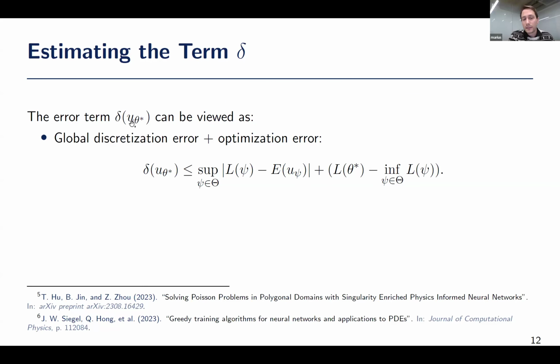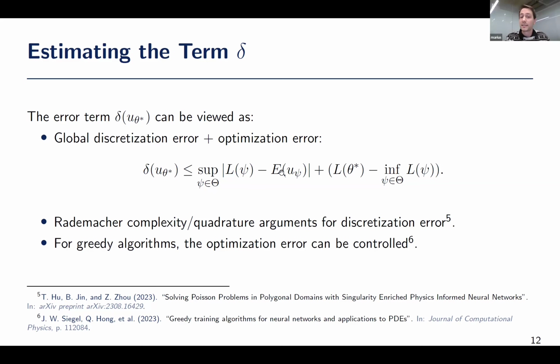So this delta term, I will now further estimate it, and you can decompose it into a global discretization error and an optimization error. The global discretization error is this here. E and L differ only in the discretization of the integrals. You're here taking a supremum over the whole ansatz class. And the second term is really the optimization error: how well are we able to solve the minimization problem?